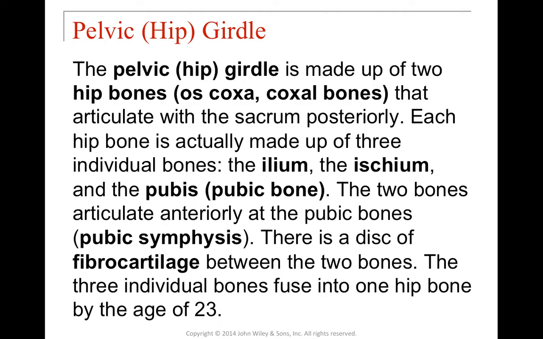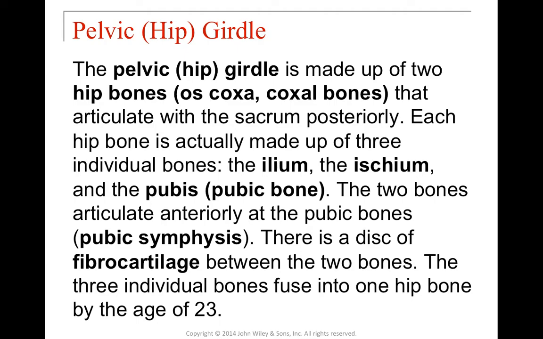As you may remember, the sacrum and the coccyx were originally separate bones, but then the sacrum comprised of 5 and the coccyx comprised of 4, and then they fused together to make just the sacrum and the coccyx respectively. So the sacrum interacts directly with the pelvic girdle. And the hip bones are made up of 3 individual bones. That's the ilium, the ischium, and the pubis, or the pubic bones.